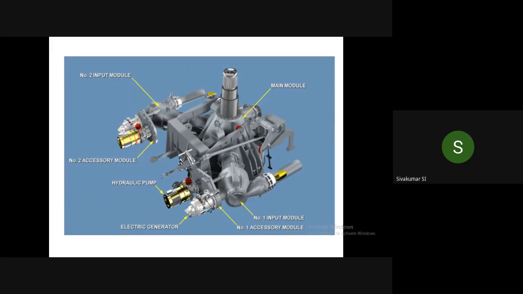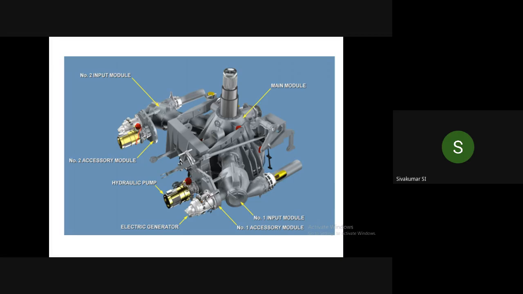You have studied it in the fourth semester, systems and instruments. Hello. Yes, sir. Fourth semester. Yeah, fourth semester. You have studied the systems and instruments, in that the starting system, because there are various starters. So here also the helicopter can be started with that.